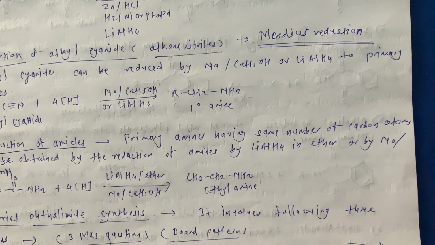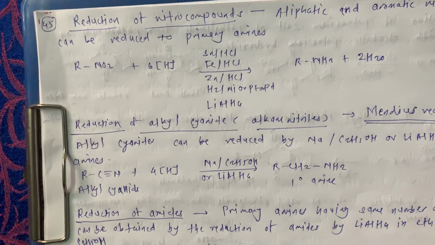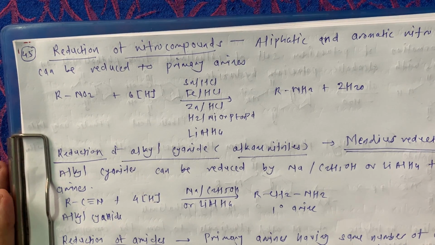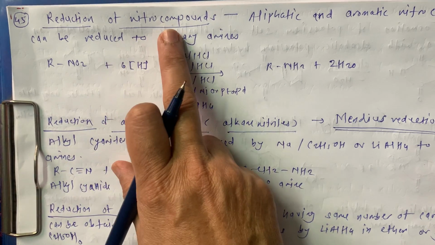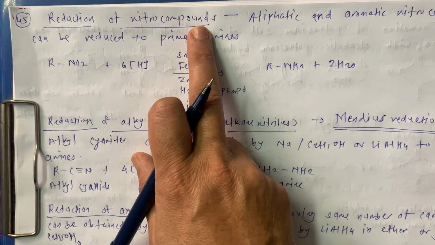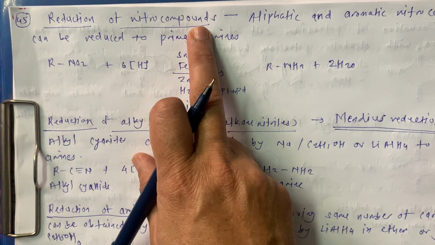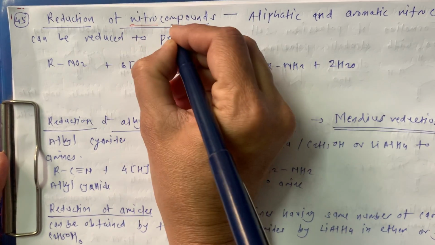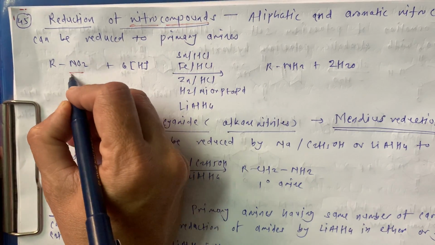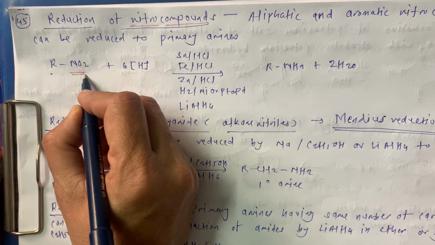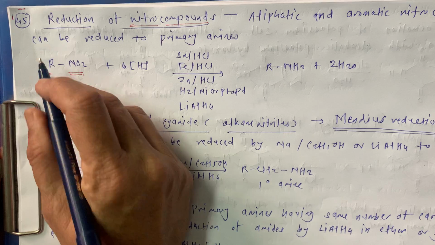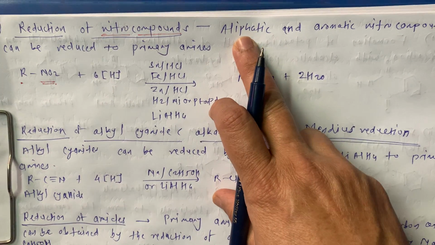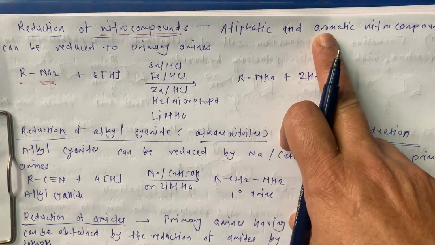Now the next reaction. There are different types of reduction reactions. First is the reduction of nitro compounds. We studied nitro compounds: when there is an NO2 group attached to an alkyl, this is a nitroalkyl compound. There are two types, aliphatic as well as aromatic.